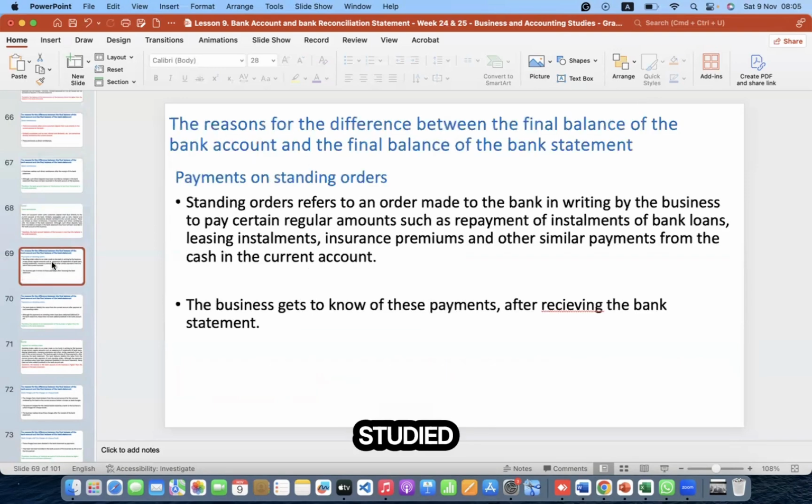Okay, now we studied about 3 reasons why the bank balance and the bank statement balance differ. Okay, now we are turning on to the 4th reason, that is a payment on standing orders. Okay, standing orders refers to an order made to the bank in writing by the business to pay a certain regular amount, such as repayment of installment of bank loans, leasing installments, insurance premiums, and other similar payments from the cash in the current account.